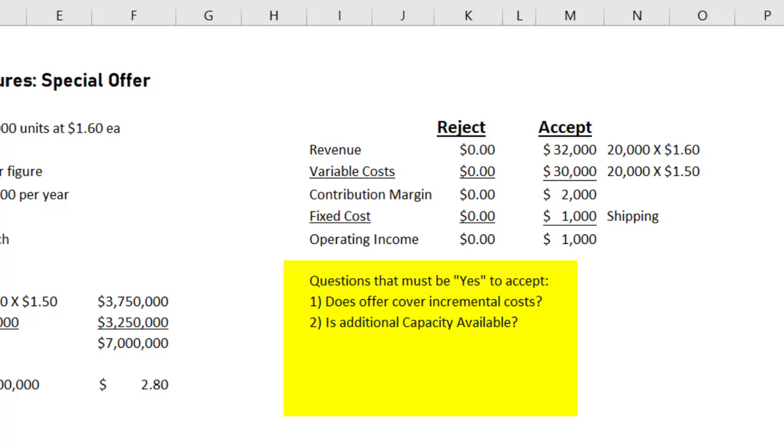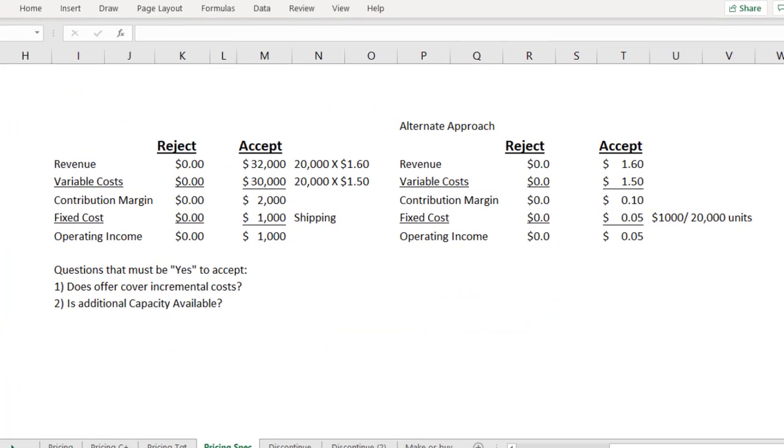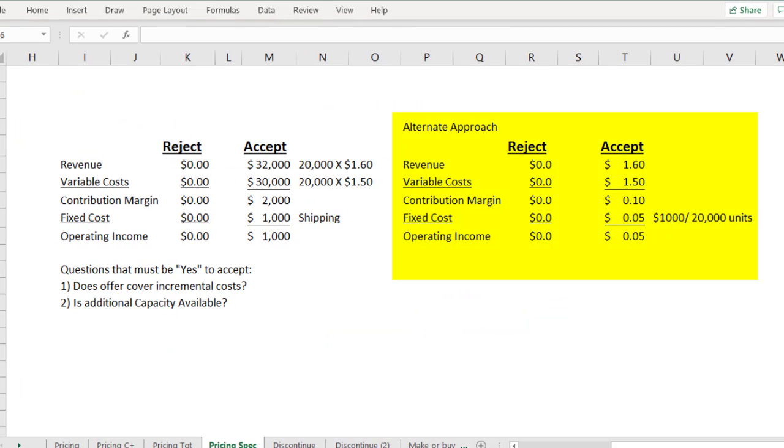Now, if we want to look at this from a per unit consideration, this approach is really the same thing. It's just looking at a per unit amount. The revenue is $1.60 each, the variable costs are $1.50 each, so that leaves us with an additional 10 cents. Since our fixed costs are $1,000 in extra shipping, we just have to turn that into a per unit amount. So since there's 20,000 units, that's 5 cents each. So our operating income would be affected by each unit by 5 cents.